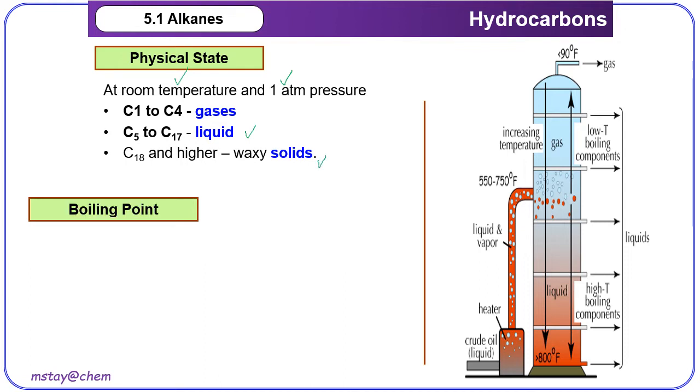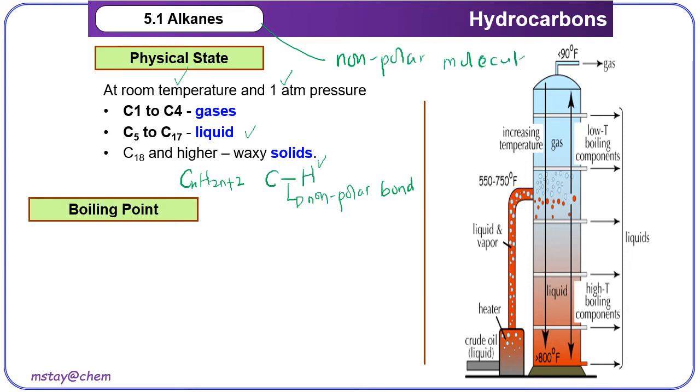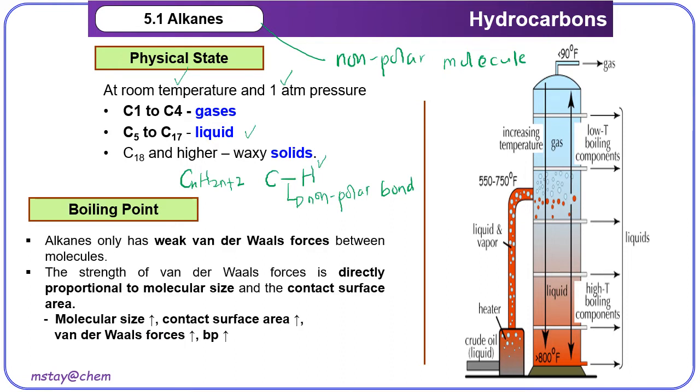Now we look at the boiling point. As we know, the general formula of alkane is CnH2n+2. Based on the bonds, they are between carbon and hydrogen, and this bond is a non-polar bond. So basically, alkane is a non-polar molecule. A non-polar molecule will only have weak van der Waals forces, or more specifically, London dispersion forces only.